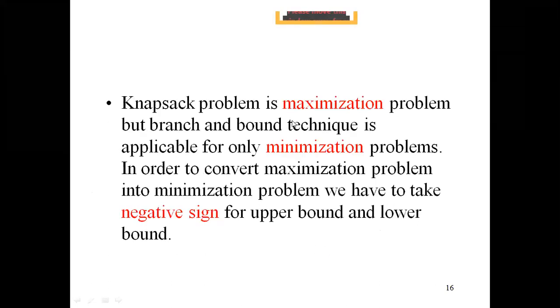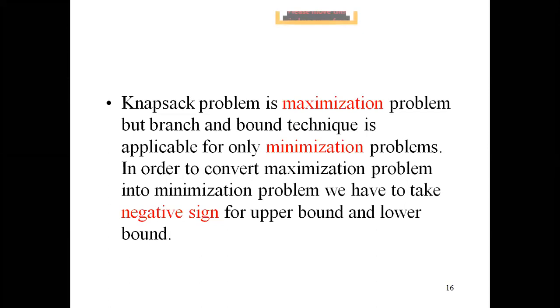So knapsack problem is what type of problem? This is a maximization problem. You are trying to get maximum profit. That is why it is called a maximization problem. But the branch and bound technique is applicable only for minimization problems.